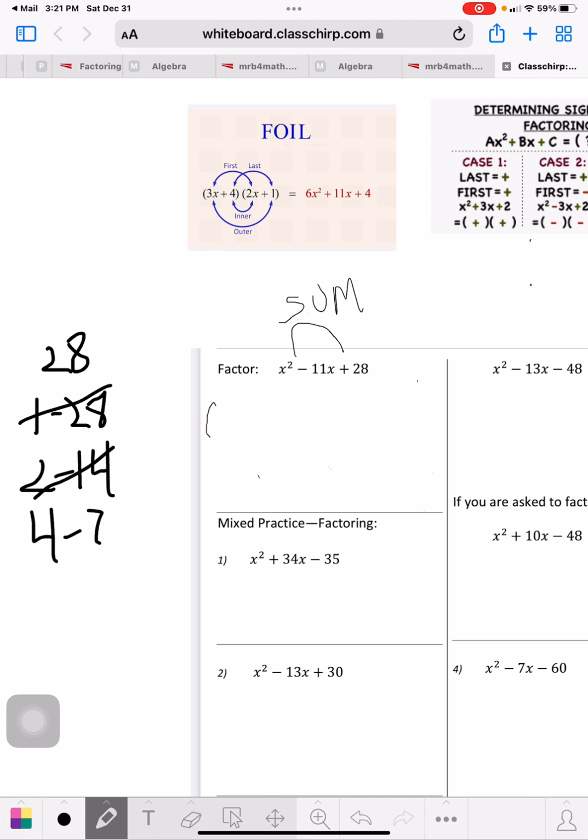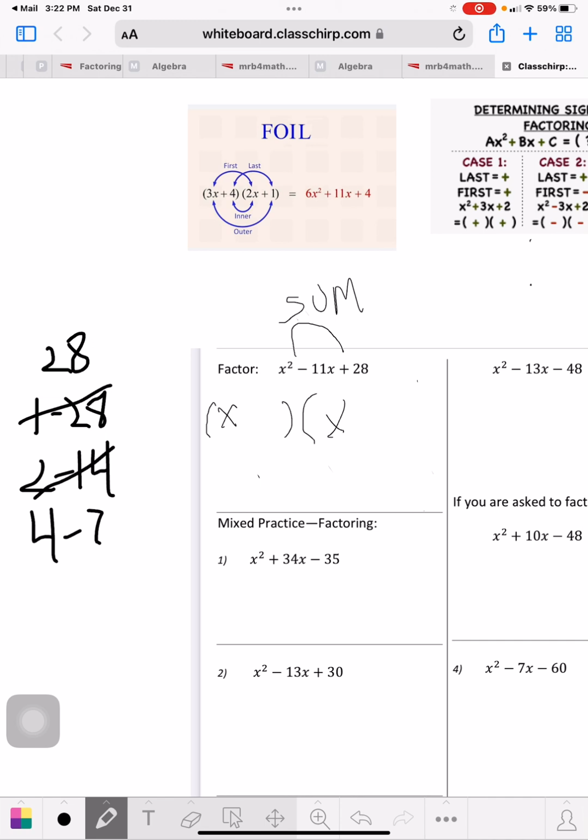If the last sign is negative, it's a difference. Don't forget, the word difference means subtraction. And the word positive means sum, which is the summation of, you know, you add together. So we can put x here. We can put x here.